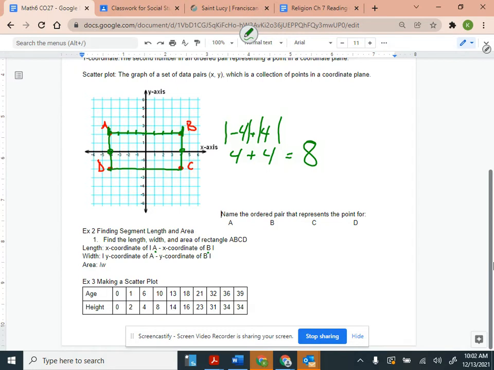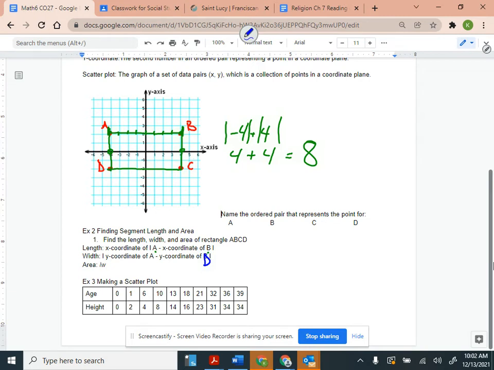Then we want the width, which would be the y coordinates. So we go from the y coordinate of A and the y coordinate of B. So our y of A, I don't think I wrote that right on the paper. I think I went too fast. Should be the y coordinate of D. So change that on your paper, please. That should be a D. Doesn't make sense to go A to B because that is the length, not the width. I went too fast when I made this.